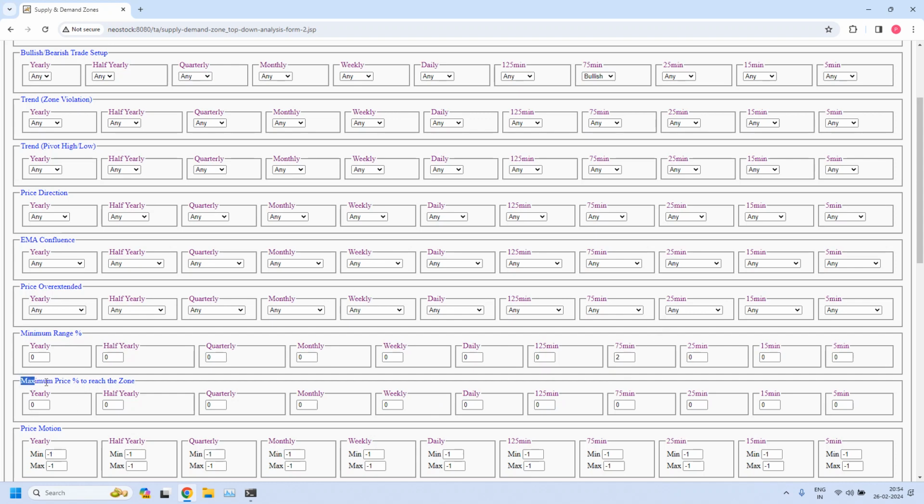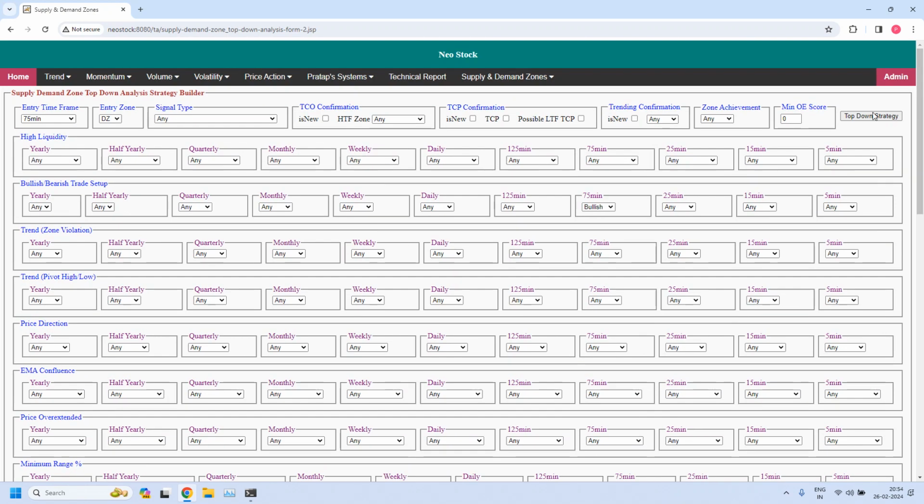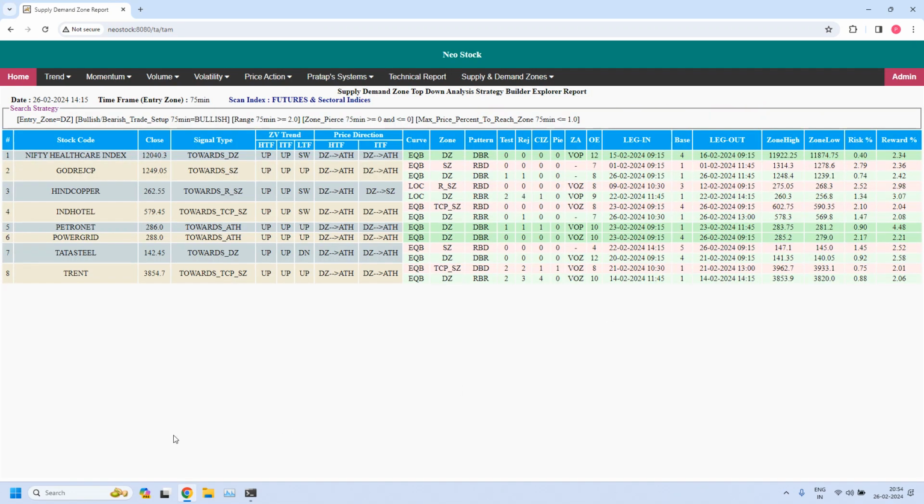And near to the demand zone, that is the maximum price percent to reach the zone, I am setting at 75 minutes 1%. That means first let us filter stocks very close to the demand zone. Because the advantage is there are higher chances that we may get an entry in these zones tomorrow. So 1% near to the demand zone, how many stocks are there? Oh, 8 stocks. Definitely you may get an entry in one of these stocks.